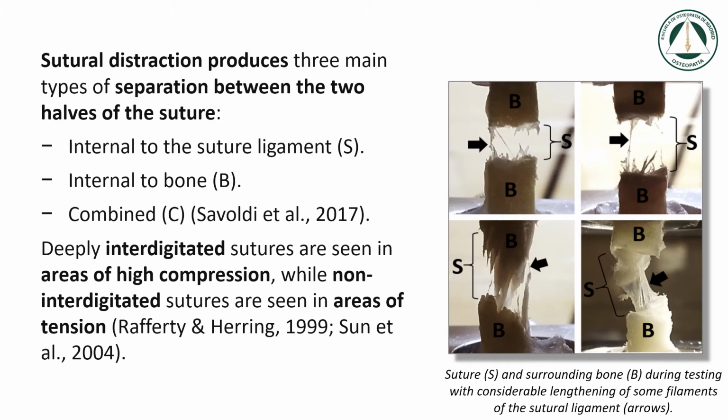Deeply interdigitated sutures are seen in areas of high compression, while non-interdigitated sutures are seen in areas of tension. The pictures give an example of suture, S, and respective surrounding bone, B, during testing, with considerable elongation of some filaments of the sutural ligament, arrows, according to Savoldi et al., 2017.